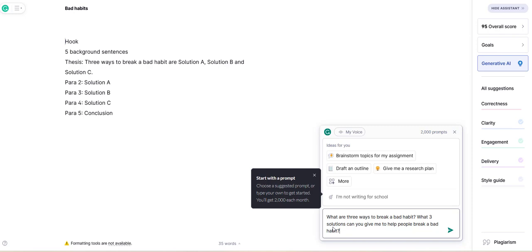And remember, ChatGPT will then give you idea generation. Right now we're in the pre-writing stage, which is brainstorm topics for my assignment. So all of this is okay. So here I will wait.